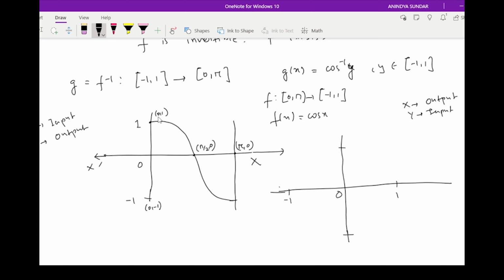Okay, now I have to plot 1, 0. So this is 1, 0. Then pi by 2, 0: so this will be pi by 2, this will be minus pi by 2. So 0, pi by 2 will become 0, pi by 2. So this is another point. And pi, 0 will become 0, pi. So this will be my 0, pi.